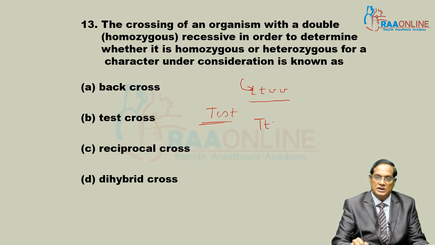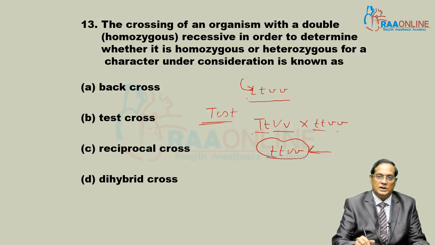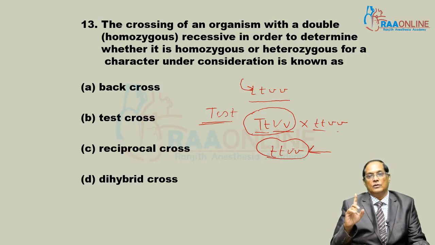Capital T, small t, capital V, small v, this is the tall plant with violet flower. If it is crossed with the small t, small t, small v, small v, then if such a plant is obtained as a result, hence it is confirmed whether this particular hybrid plant, the F1 plant, is homozygous or heterozygous.